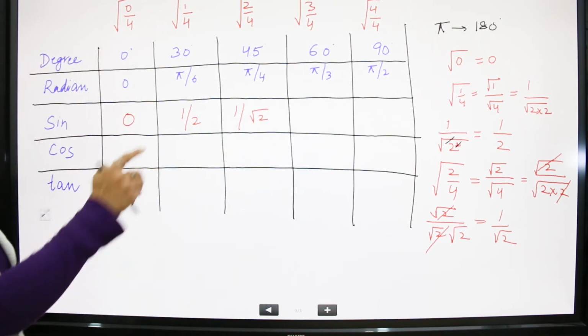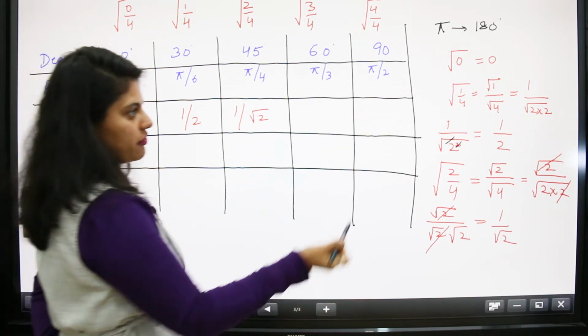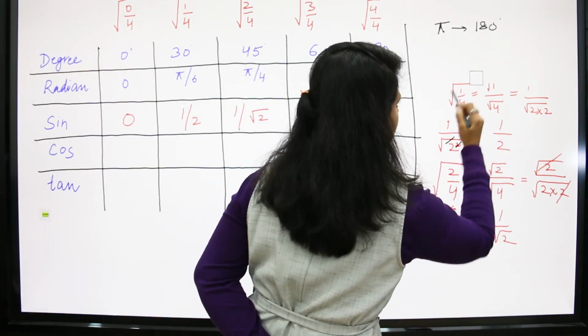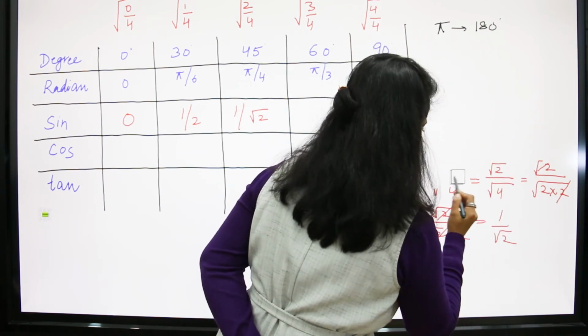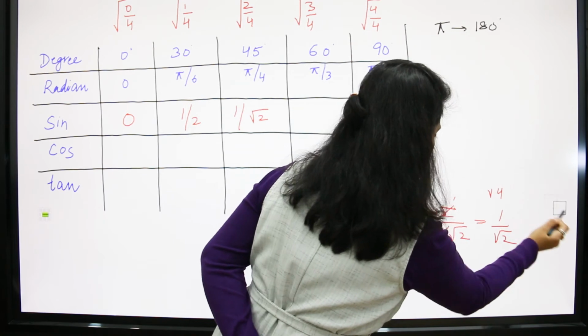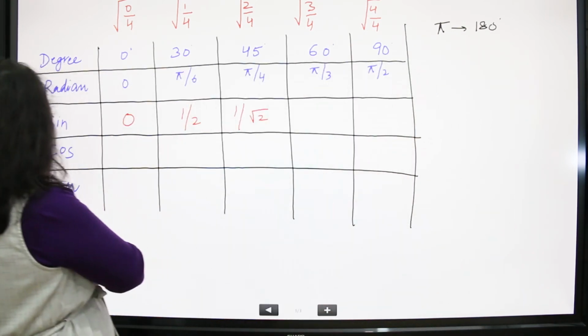Okay. Now let's do square root of 3 by 4. So I'll take some of these off so that at least we have some space to do other ones as well. So here we have, let's write for the other one.